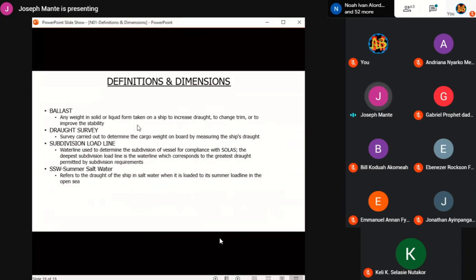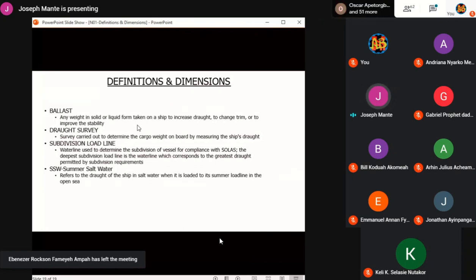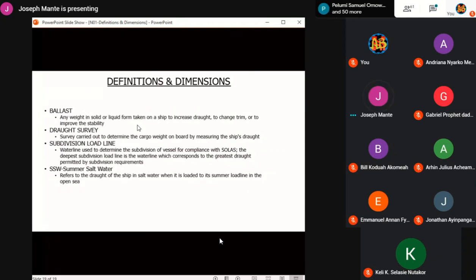These are some of the definitions you have to know as you are about to dive into the course itself. These are some, not all, so you have to go and search for all the definitions. I hope I'm clear.